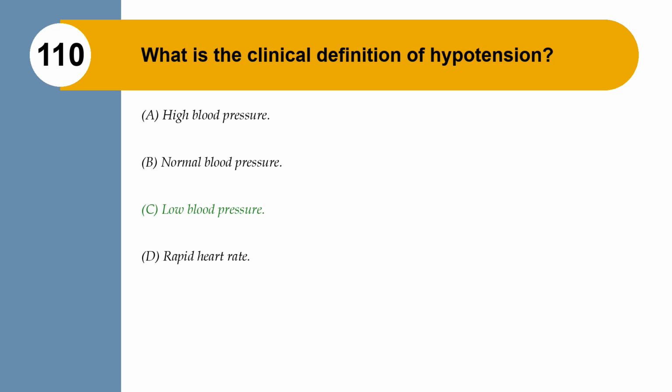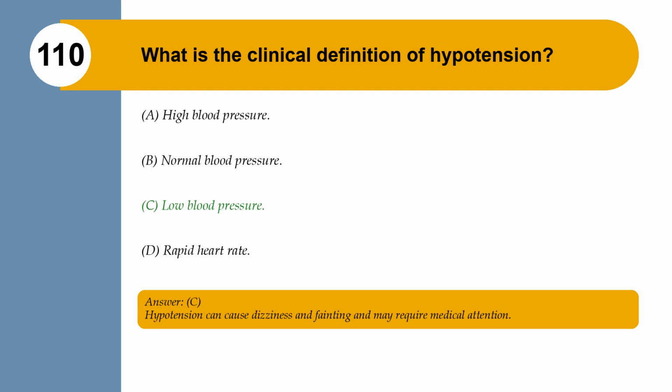The correct answer is option C, low blood pressure. Explanation. Hypotension can cause dizziness and fainting and may require medical attention.